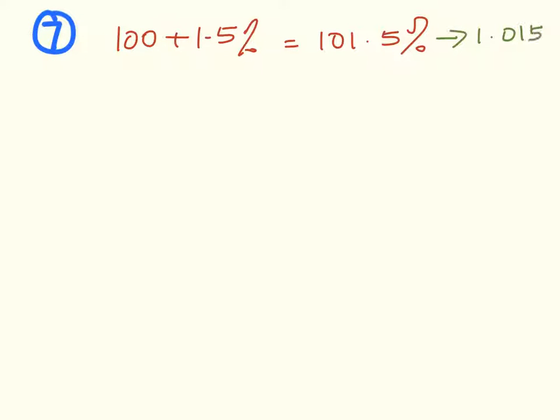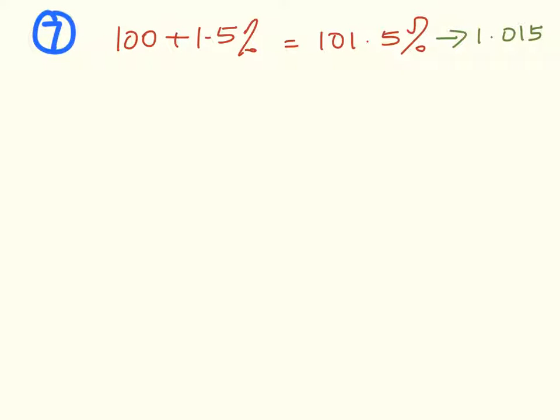Question 7. I think we've seen this one before. The man who borrows the money, the interest. Well, if the interest is calculated at 1.5%, then that means the amount due is 100 plus the 1.5%, which is 101.5%, which as a multiplier comes out to be 1.015.